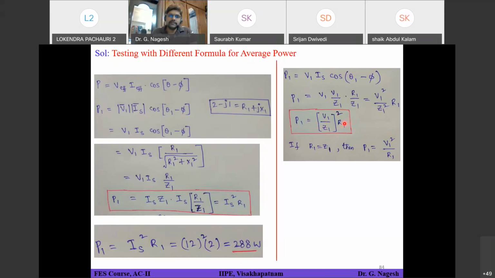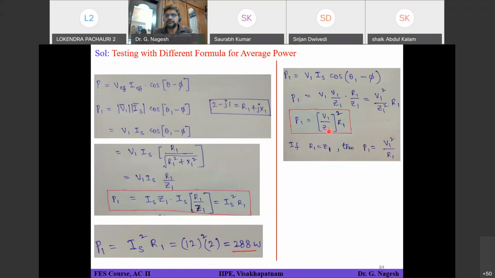So all these formulas, like I squared into R1 that we told yesterday, come from the basic formula, which is V RMS into I RMS into cos of theta minus phi. That is the basic formula, and from that we get these kinds of things. For a resistive load, I told you V1 squared divided by R1. That also comes from the same formula.